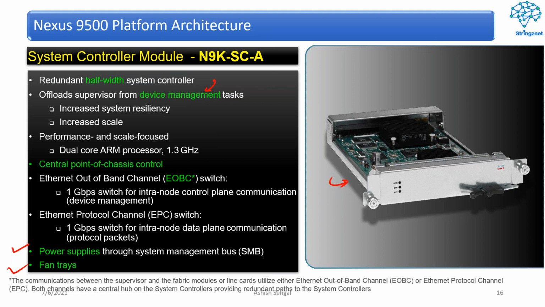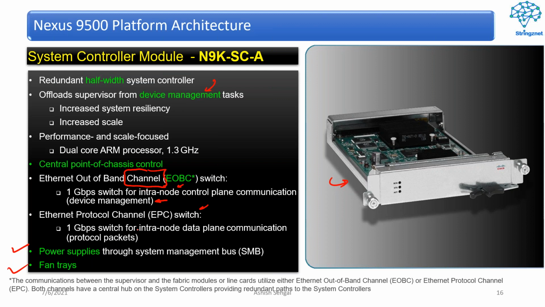So this Ethernet out of band channel is nothing but a connectivity between the system controller and the supervisor engine. In hardware, whenever we use the term channel, which I will be using with regards to Nexus 7K as well, it is an internal connectivity between the system controller and the supervisor engine. 1 Gbps switch for intra-node control plane communication. That is device management. And the nodes over here are the system controller and the supervisor engine.